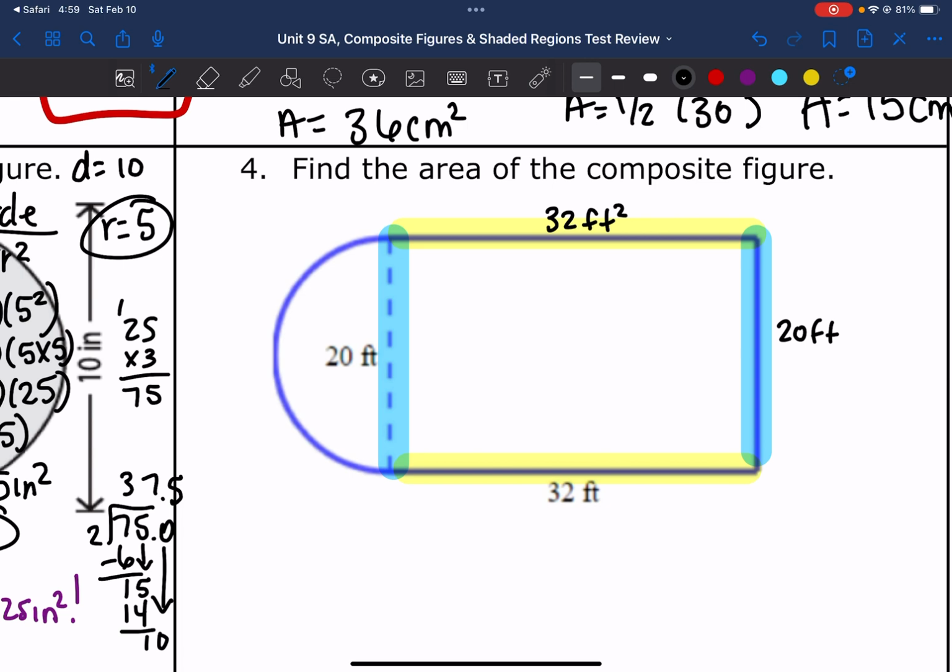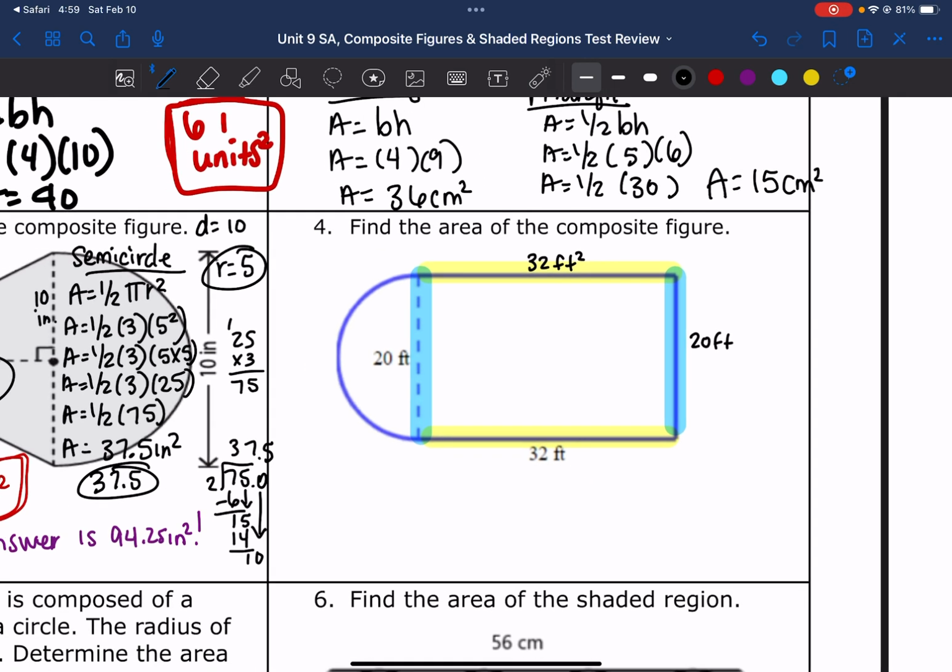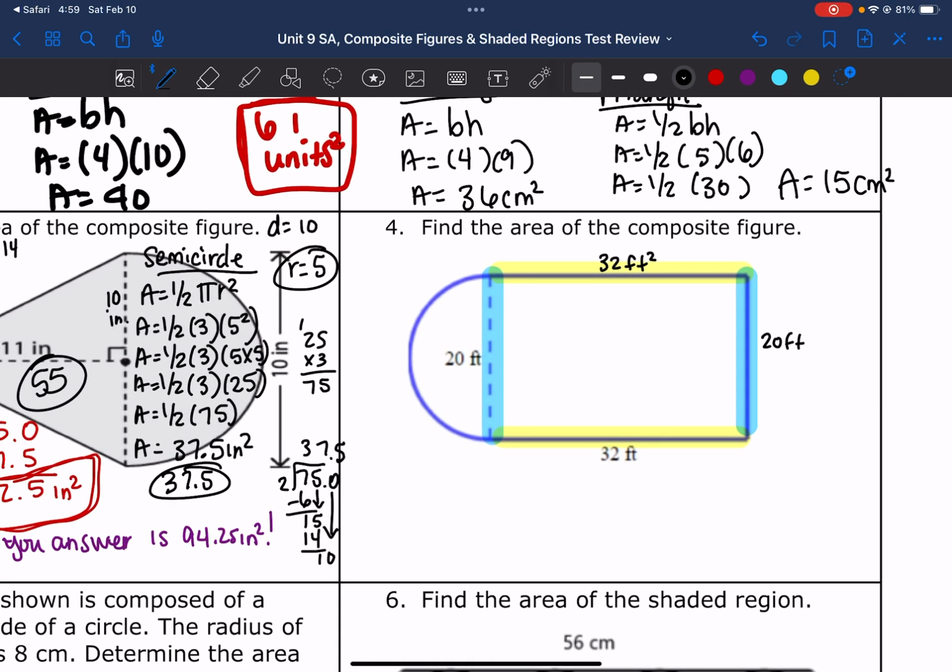Okay, now what we have to understand about the 20 feet is what it represents for the semicircle, okay? Now, I know that if it is going from edge to edge of the circle, then it is the diameter, which is 20 feet, but we need radius, and radius is half of the diameter, so that is going to be 10, okay? So now that we have everything we need, we can go ahead and start solving this.